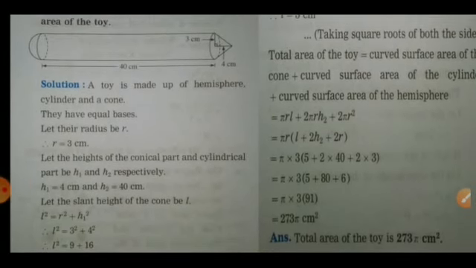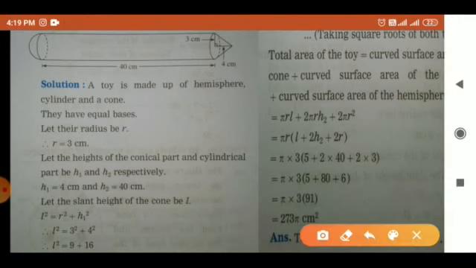It means we have to find the total surface area of the toy. So let's see the solution. A toy is made up of a hemisphere, a cylinder and a cone. They have equal bases. It means all these 3 shapes will have the same radius r, and the value of radius r is given as 3, you can see here. Now let the height of the conical part and cylindrical part be h1 and h2. So for the cylinder the height will be 40, and for the cone the height will be 4.